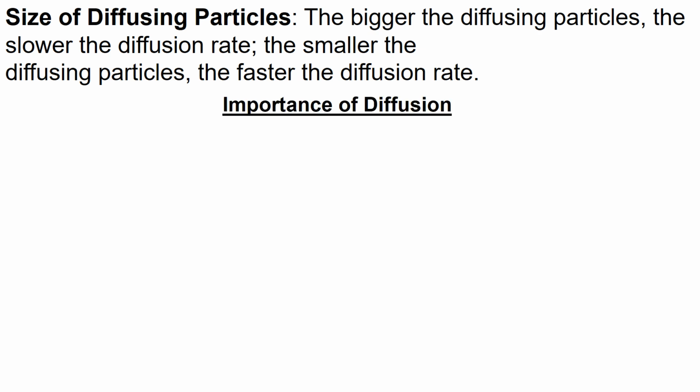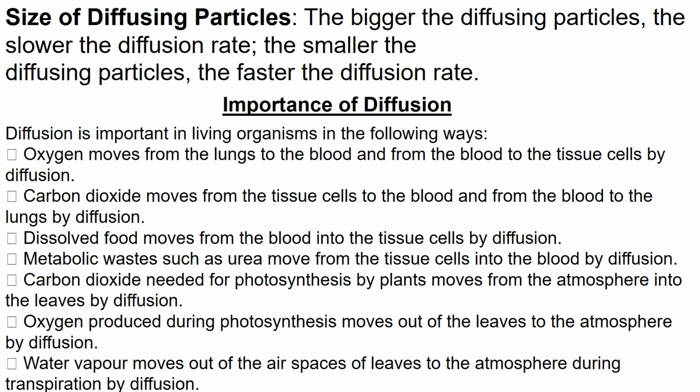Importance of diffusion. Diffusion is important in living organisms in the following ways. 1. Oxygen moves from the lungs to the blood, and from the blood to the tissue cells by diffusion. That is very true. Also, carbon dioxide moves from the tissue cells to the blood, and from the blood to the lungs by diffusion. So these are some of the importances of diffusion. Dissolved food moves from the blood into the tissue by diffusion. Yes, during digestion.